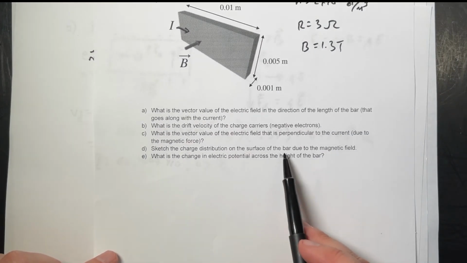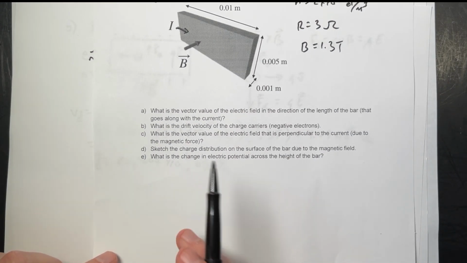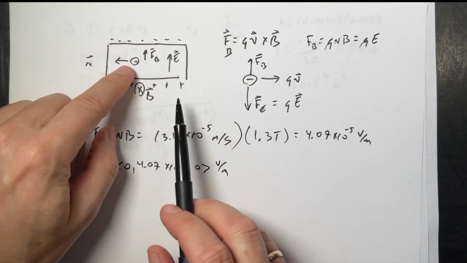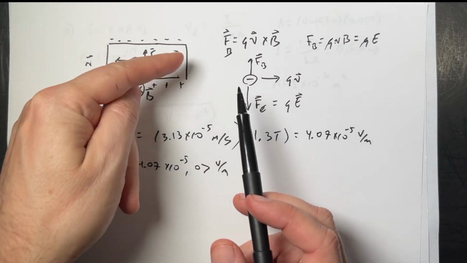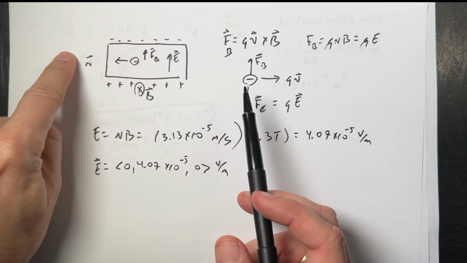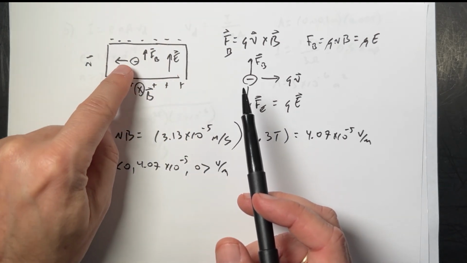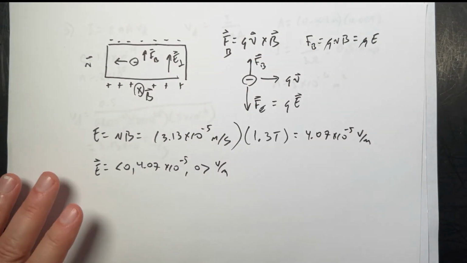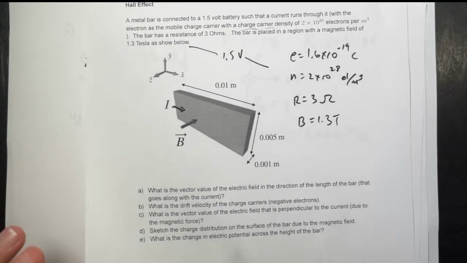Sketch the charge distribution. I did that already. And you'll notice here, this is the great thing about the Hall effect. If I had positive charges moving, QV is going to be the same way, but that force is going to be up, and I'm going to get positive charges up here, right? And the electric field, this is E perpendicular, will be down. So you can't tell the difference between positive and negative moving charges.